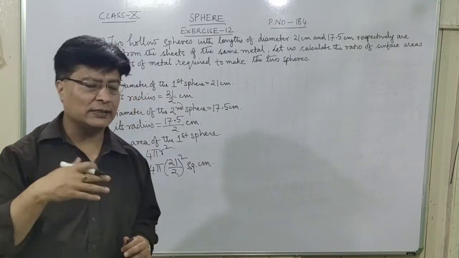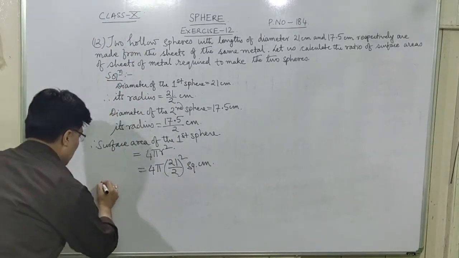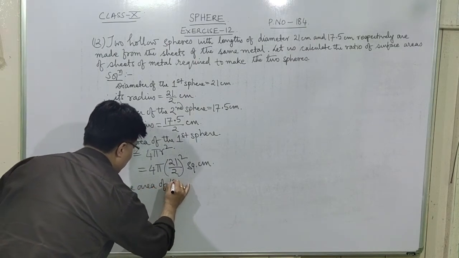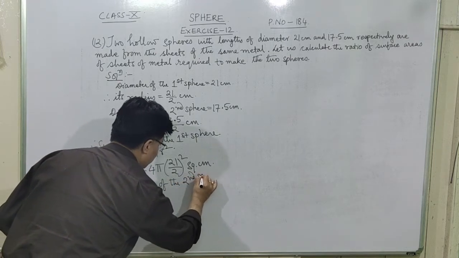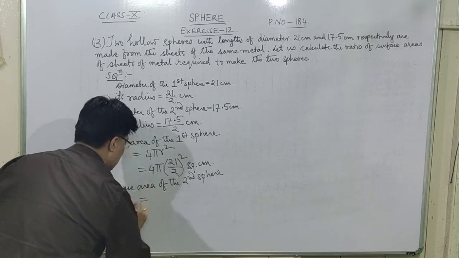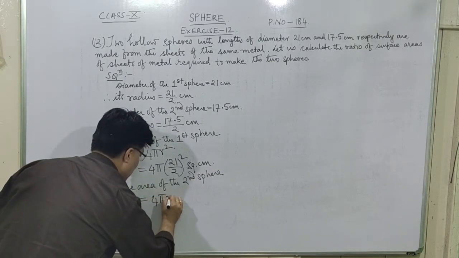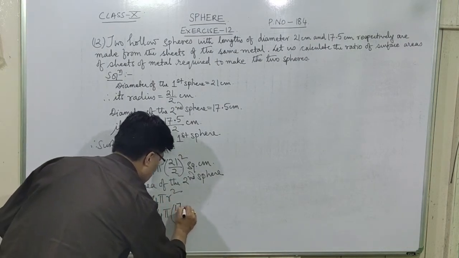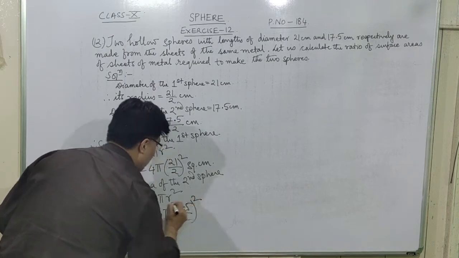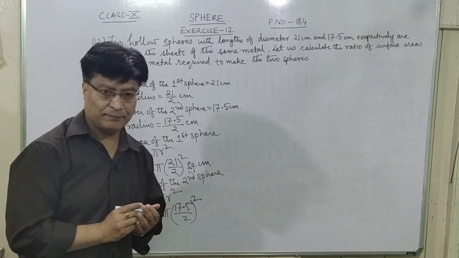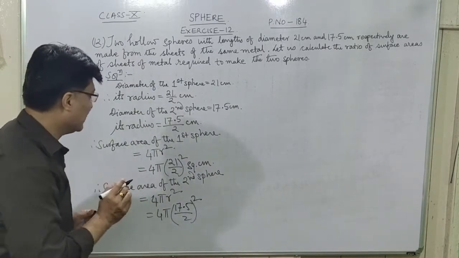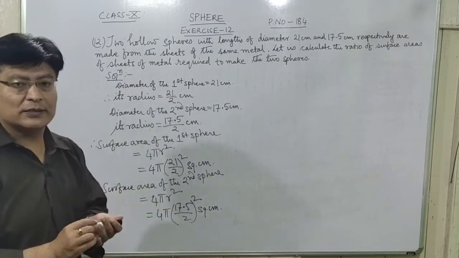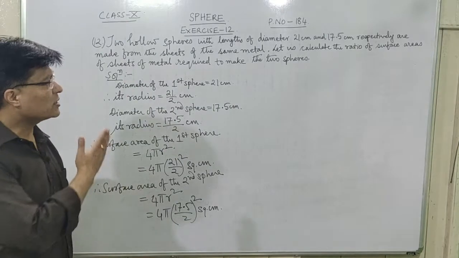Now let us calculate the surface area of the second sphere. So therefore, surface area of the second sphere is equal to, what is the formula again? It is 4 pi r square which is equal to 4 pi. What is r whole square? It is 17.5 by 2 whole square. So this is the surface area of the second sphere. So what is this unit? It is also square centimeter. Is that clear now?